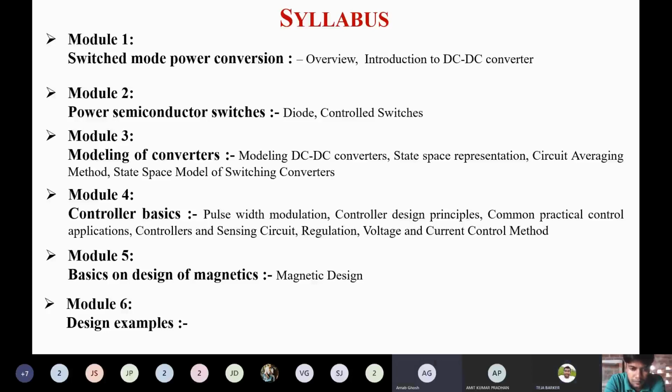Okay, so in regulation there is some output voltage, and it will always be kept more or less fixed. Okay, so there are different types of control: voltage mode control and current mode control. And there are other modes of operation: continuous current operation and discontinuous current operation. That will be coming one by one.